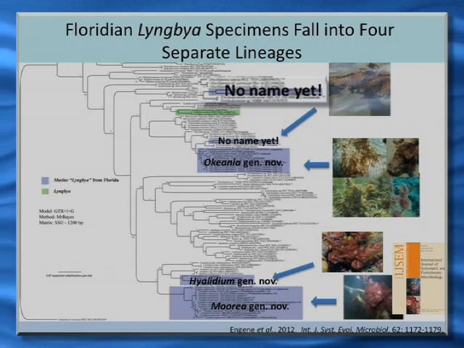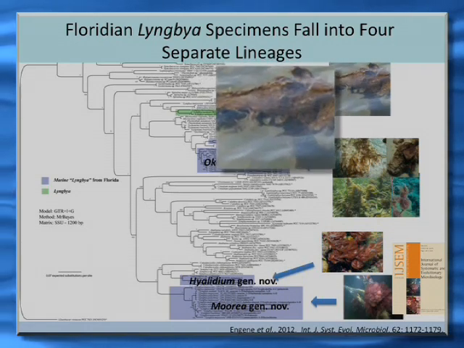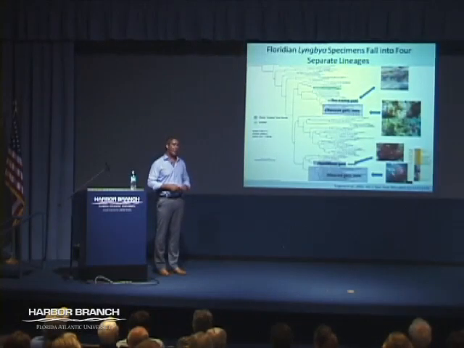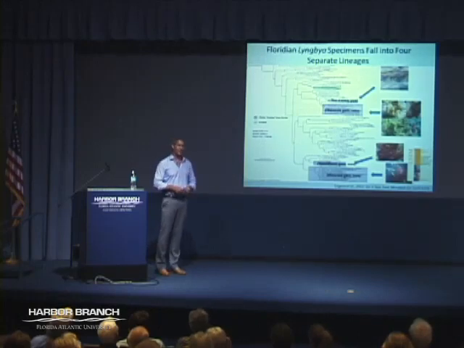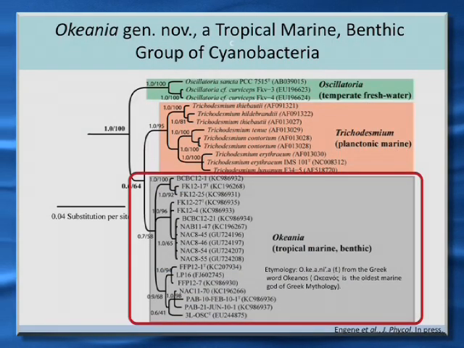It's very common in the Indian River Lagoon. I think most of you have seen it, big floating black mats. It's very common, floating around. We're trying to come up with a name for it, something that describes these floating black mats. If anyone has any name suggestions, I'm very open to it. But what I'm going to talk a little bit about is this group Oceania.